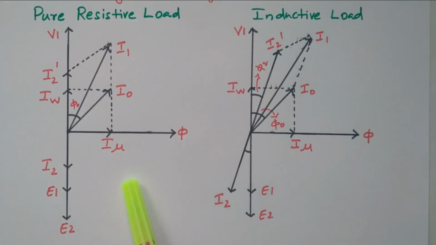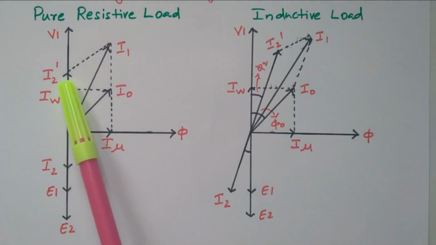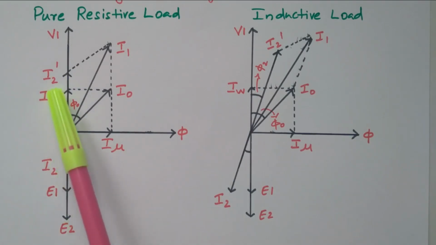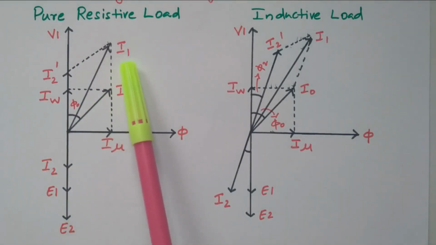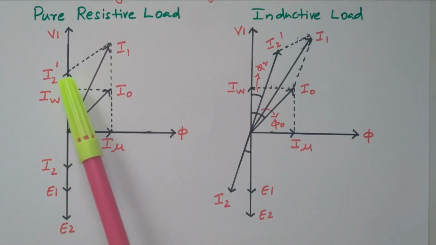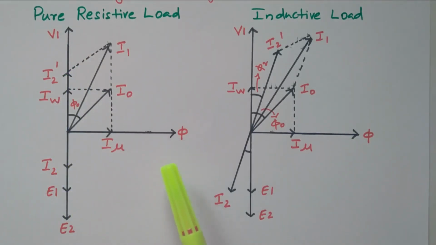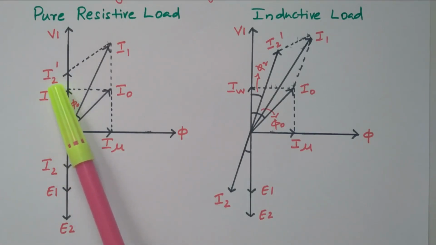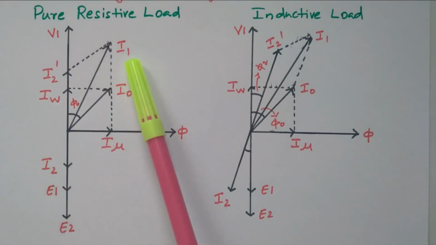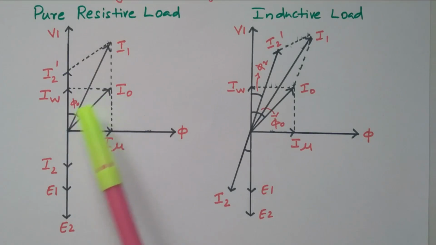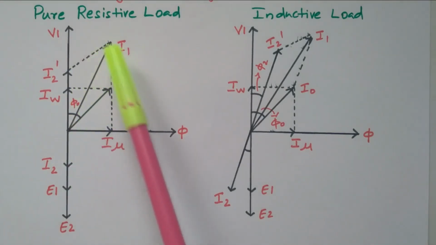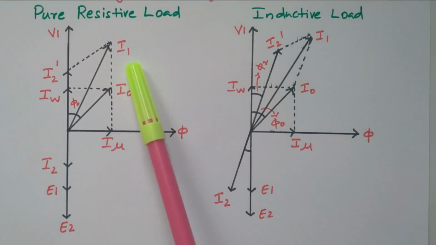Now when the transformer is loaded, what will happen? This I2 dash current will flow through the primary winding. This I2 dash is also in phase with the voltage. This I2 dash is due to the load. When the transformer is loaded, I2 current will flow in the secondary. Due to that, one more current flows in the primary, called I2 dash. So the total primary current is the vector sum of I2 dash and I0. I0 and I2 dash are added together, so that we get the total primary current I1.